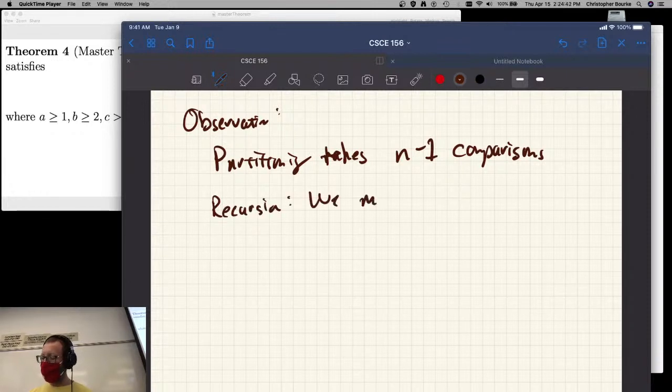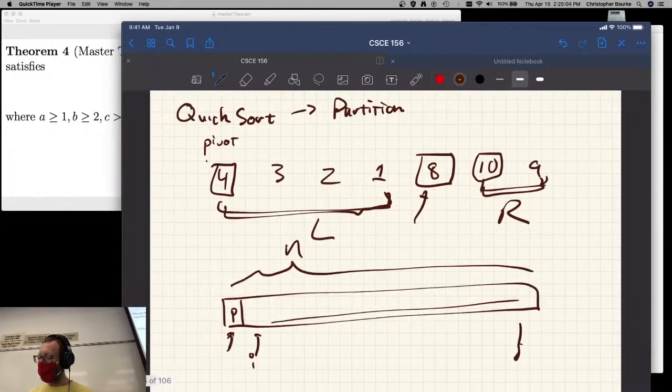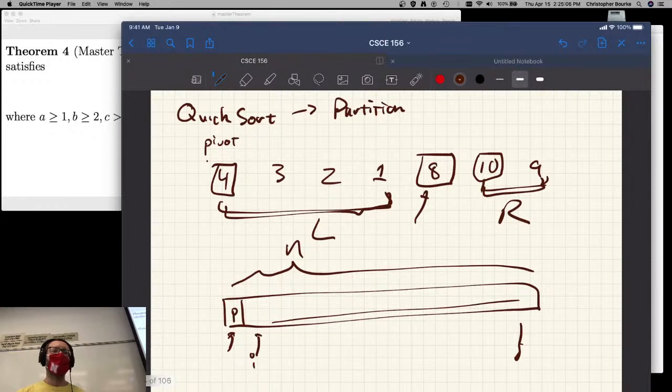What about the recursion? How many recursive calls do we make now? One for the left and one for the right. So we make 2 recursive calls. But here's the problem. Was it an even split? In this particular example, there were 4 over here, and there were 2 over here.